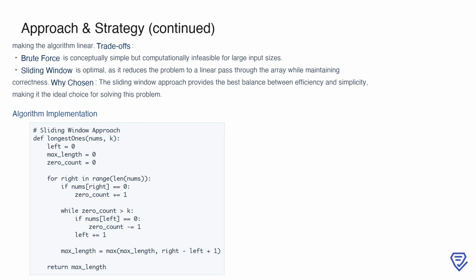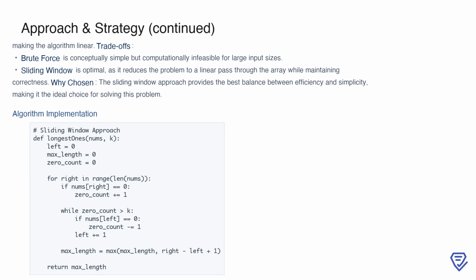What makes it so effective is the realization that we can dynamically track the number of zeros within the window instead of recalculating this count repeatedly for every subarray. This insight allows the algorithm to run in linear time, a significant improvement over the brute force method. While the brute force approach is conceptually easier to understand, it quickly becomes impractical for larger arrays due to its quadratic time complexity. The sliding window method, on the other hand, balances efficiency with simplicity, making it the ideal choice.